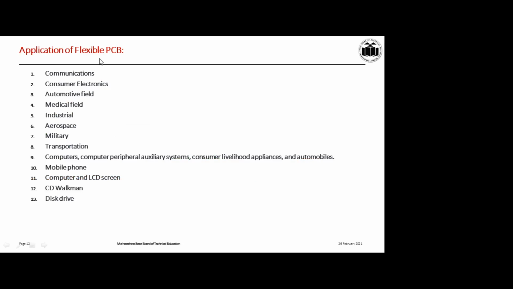These are the application areas of the flexible PCB. Nowadays, in all the emerging applications like appliances used for communications, consumer electronics, automotive, medical, industrial, aerospace, military, transportation, computers, computer peripherals, mobile phones, computer and LCD screens, CD, Walkman and digital devices. Whatever devices you find nowadays with small miniature circuits, if you open them you will find all the boards are flexible PCB. So these are the applications of the flexible PCB.